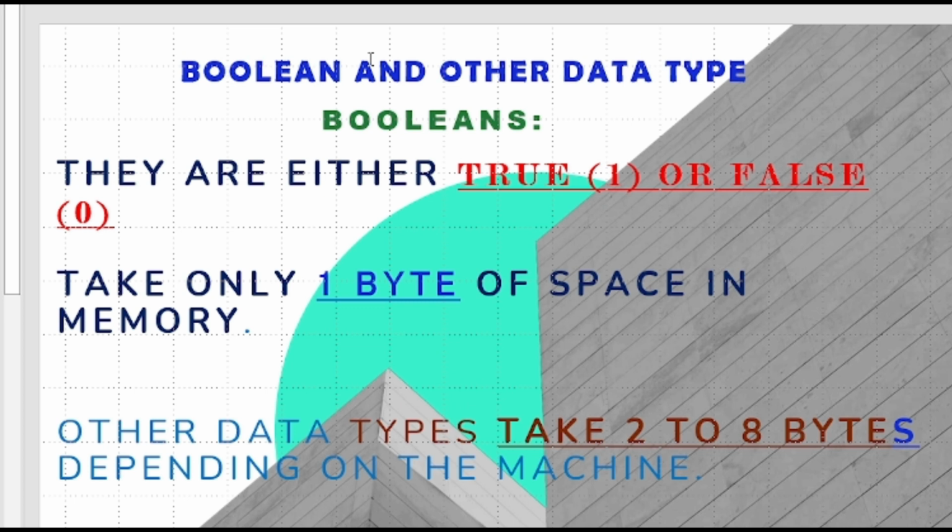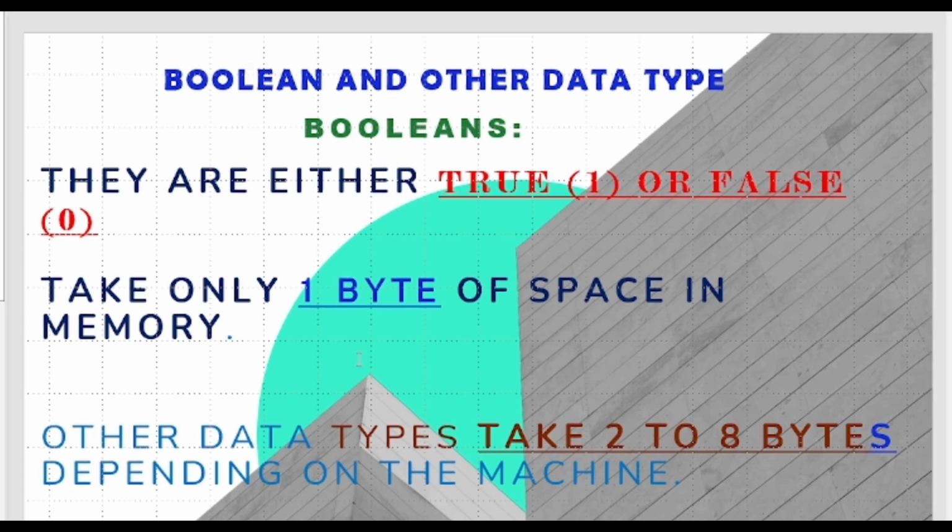In the Boolean data type, any value other than 0 is considered true. Suppose your value is other than 0, then your value will be true. It is used to store data in 2 to 8 bytes, depending on which type of machine you are using.